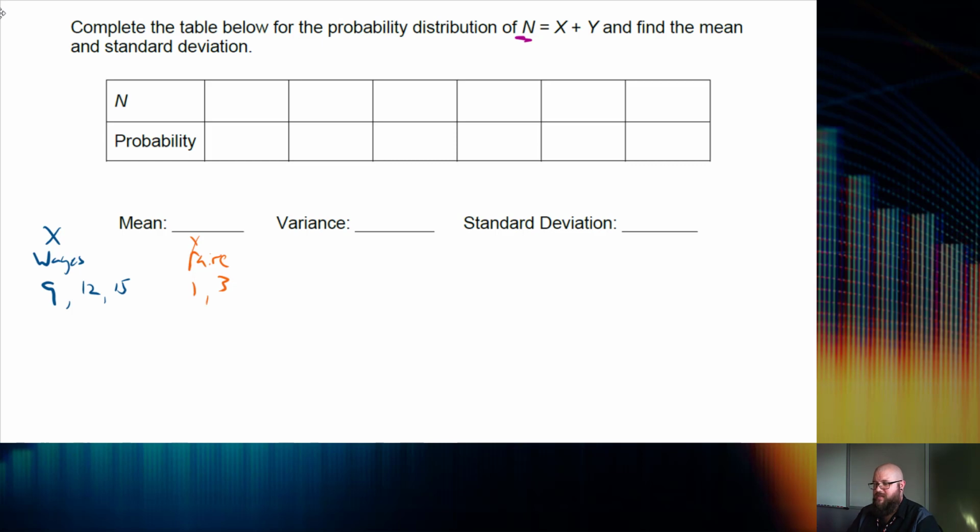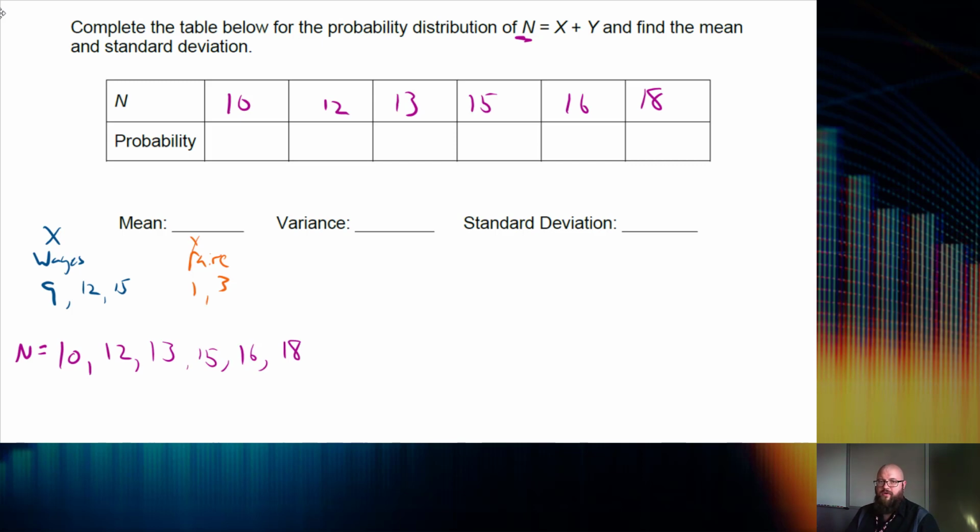If we add those up to get our n values, 9 plus 1 gives us 10, and 9 plus 3 gives us 12. 12 plus 1 gives us 13, and 12 plus 3 gives us 15. 15 plus 1 gives us 16, and 15 plus 3 gives us 18. So we should have these values up here of 10, 12, 13, 15, 16, and 18.